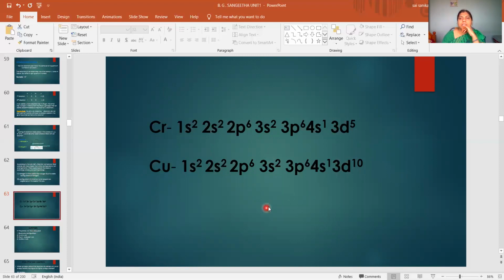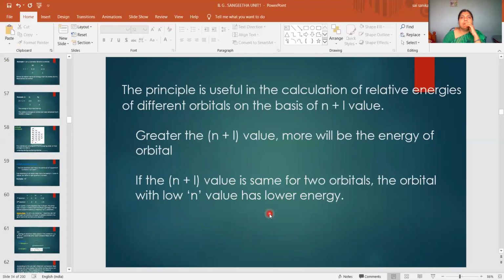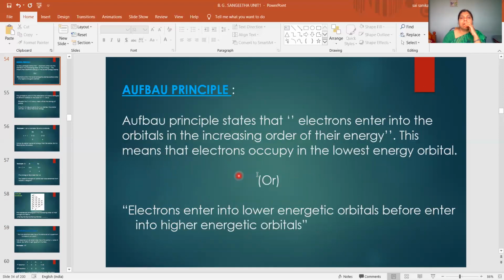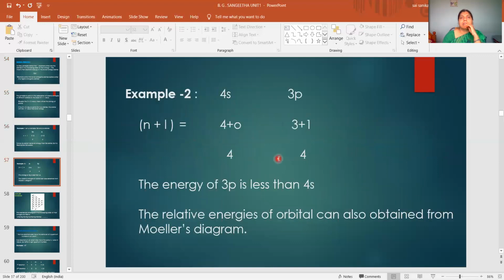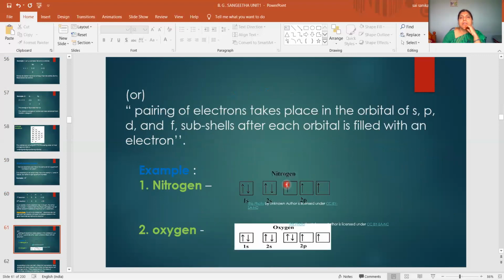Okay. So we studied three rules. To write the electronic configuration, we follow three rules. The first is the Aufbau rule. According to this rule, the lower energy orbital is filled first, then it goes to the higher energy. Next, Pauli's rule. What is Pauli's rule? Two electrons present in an atom should not have all four quantum number values the same. If the first three are the same, the last quantum number, s, must be different. What is Hund's rule?